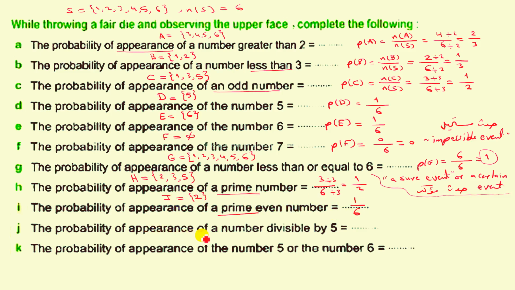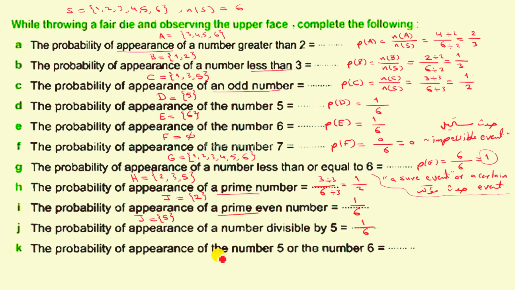The probability of appearance of a number divisible by 5. Letter J, what are the numbers that are divisible by 5 on the die? There is only 5, so the probability is 1 element over 6.